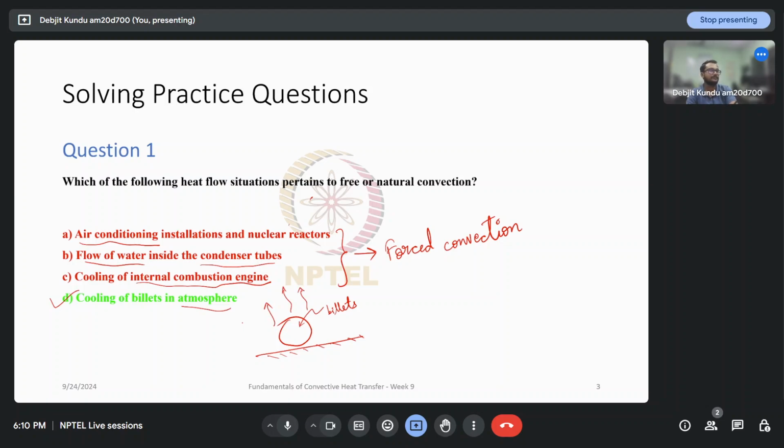So the surrounding atmosphere is at a lower temperature than the billets. So T_B is much greater than T infinity, and the surrounding air takes away heat from these billets and allows it to cool in a very slow manner, because cooling it rapidly might create some defects within the metal block, and we don't want that. So anyway, this is the only heat flow situation where natural convection is more important and not forced convection, right? So that's why option D would be the correct answer.